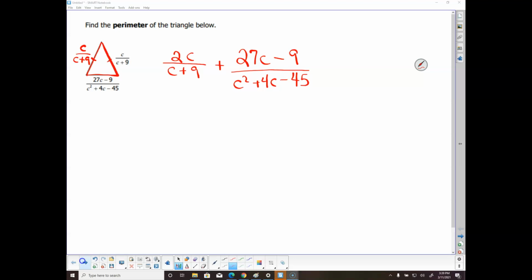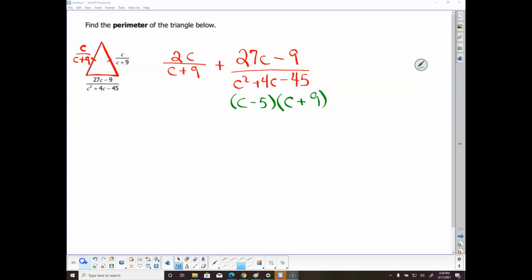Okay? So now what I need to do is find the least common denominator between these two terms. So I'm going to factor my trinomial in my second term. Okay? So I'm looking for a number that multiplies to negative 45 but adds to 4. And so I know that 9 times 5 gives me 45. I need it to be negative, but I need to add to a positive 4. So that means this is going to be plus 9 and a minus 5.